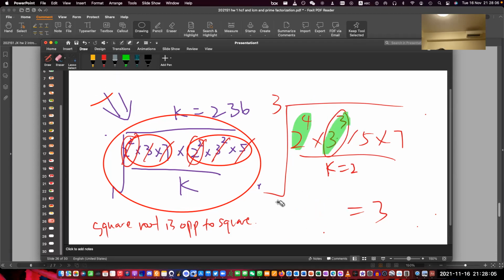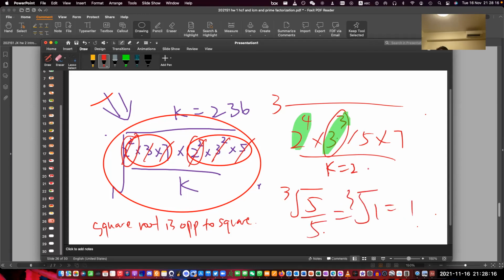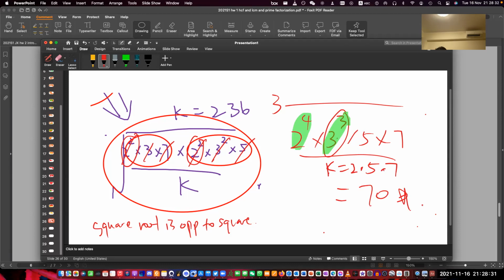Can you do for 5? Can you cube root 5? The answer is no. So you need to get rid of 5. So cube root 1, you get 1. Okay, good. So you need to divide by 5. So k should contain a 5. Can you cube root 7? You cannot. So you need to get rid of 7. So if the question is can be cube rooted, the smallest k will be this. So the answer is 70. Okay? Cannot. Can. So this is a very common question in your exams later on.